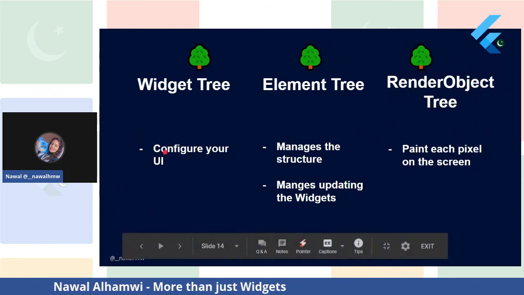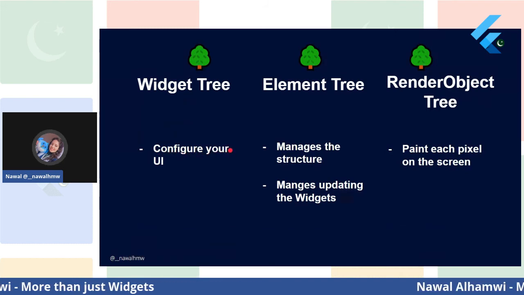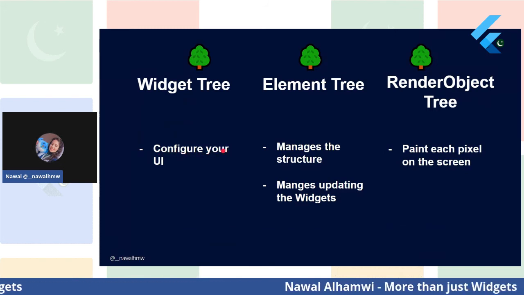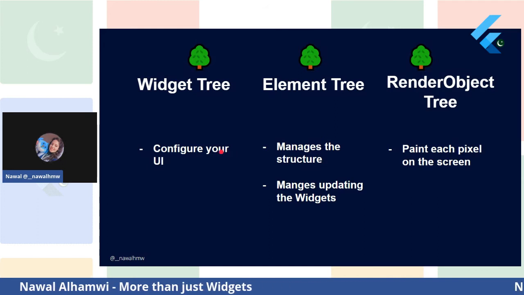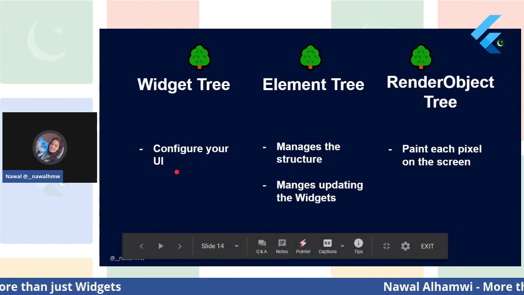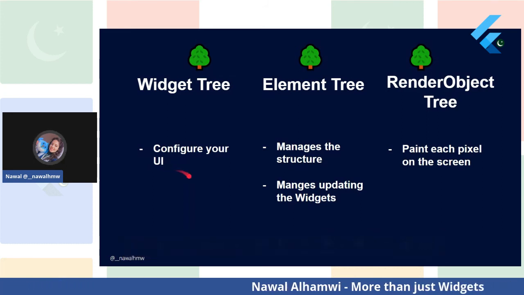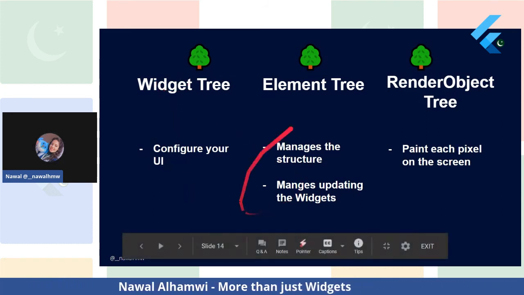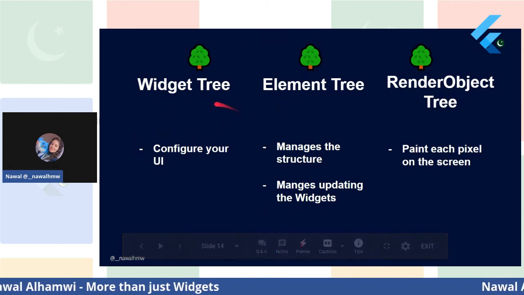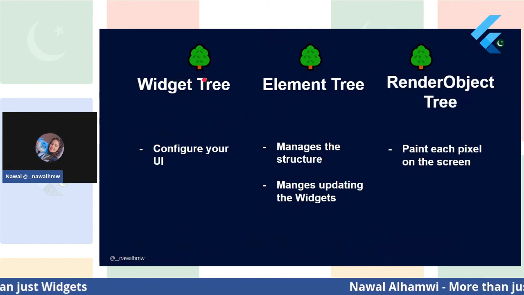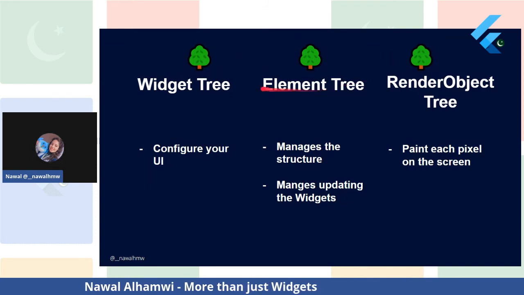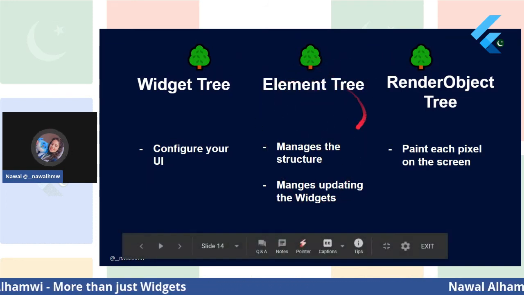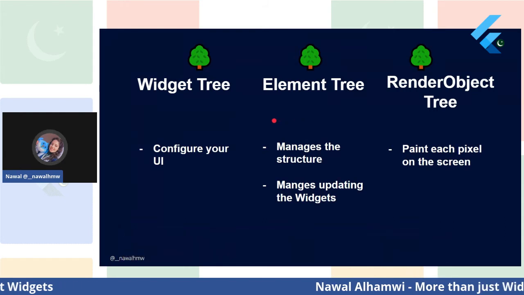So in the widget tree, you configure your UI declaratively, since Flutter is a declarative framework. When you configure your UI, you're writing your widgets and assigning the properties to those widgets. Afterwards, as I mentioned, we have first the widget tree, then the element tree, then the render object tree. So then afterwards, we deal with the element tree.